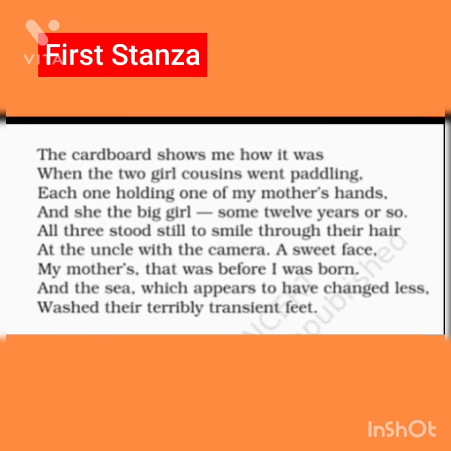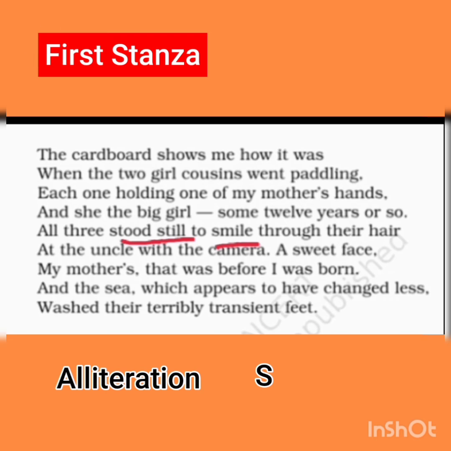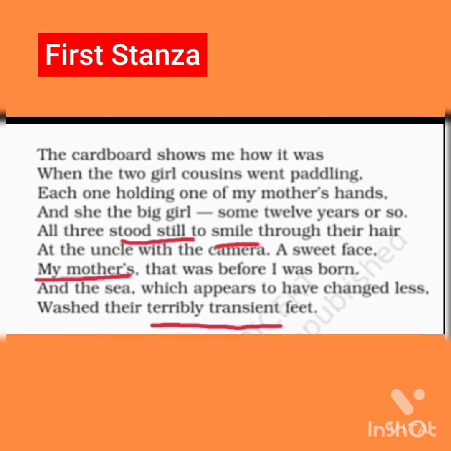Now, another poetic device used over here is alliteration. It is the repetition of the consonant sound at the beginning of two or more consecutive words. Like you can see over here, stood still and smile. All three have S in the starting. And next is my mother. Two words are being repeated, M, my and mother. Next is terribly transient. So T is being repeated over here, terribly and transient.